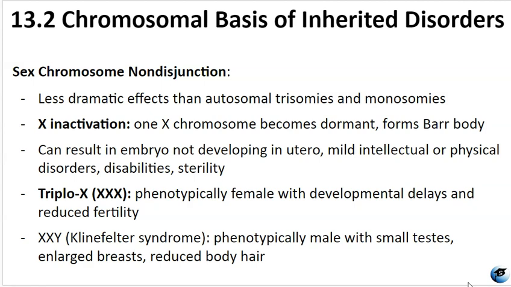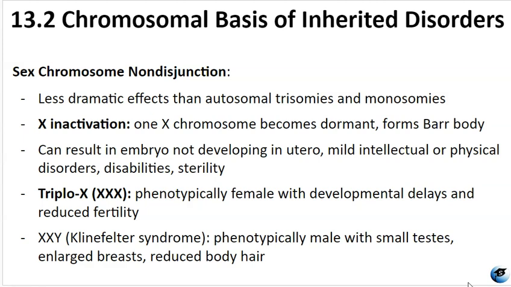Abnormal numbers of X chromosomes lead to X inactivation in each cell, resulting in mild intellectual and physical disabilities, and often sterility. X chromosomal triplo X, they're XXX individuals. They are phenotypically female, and they may have developmental delays and reduced fertility.